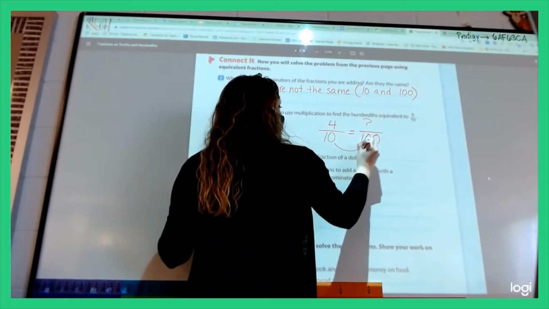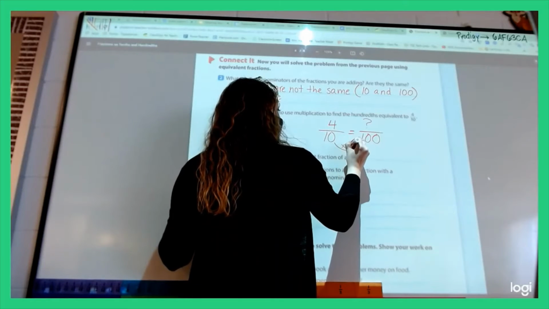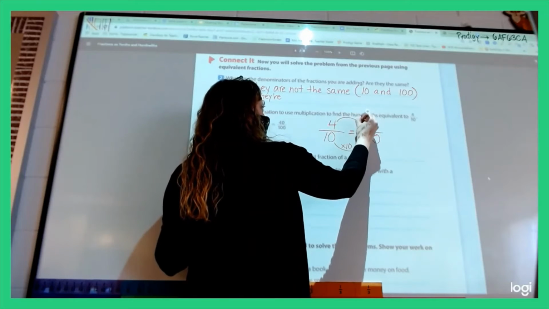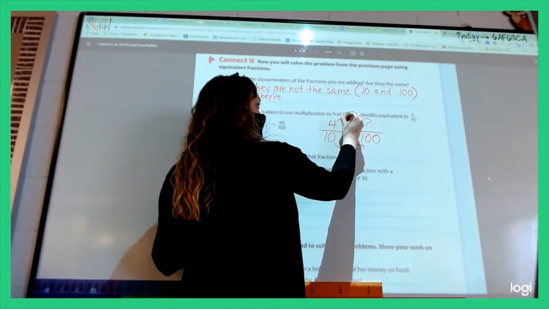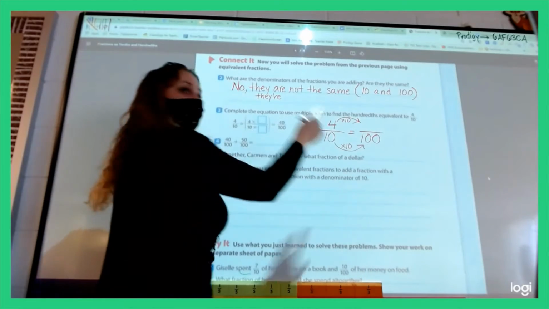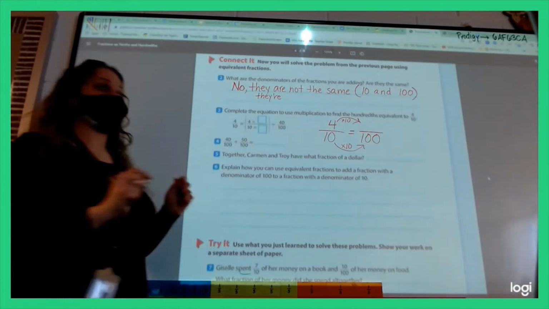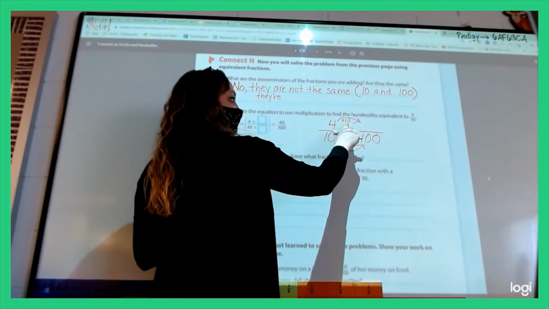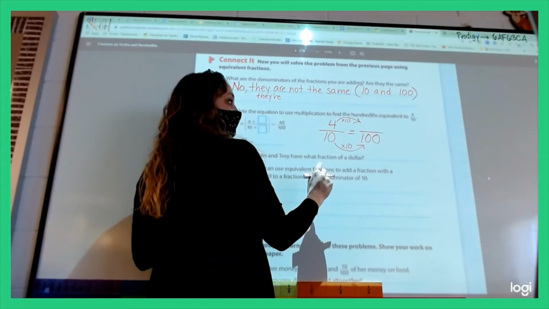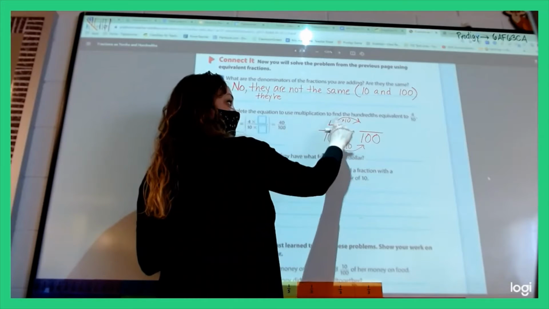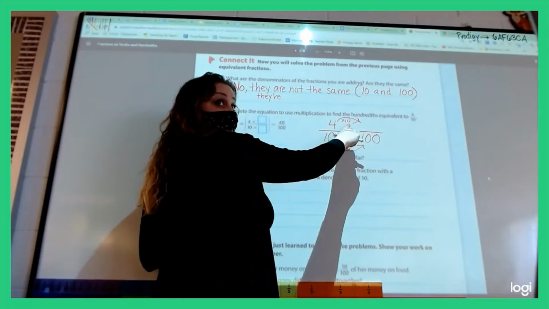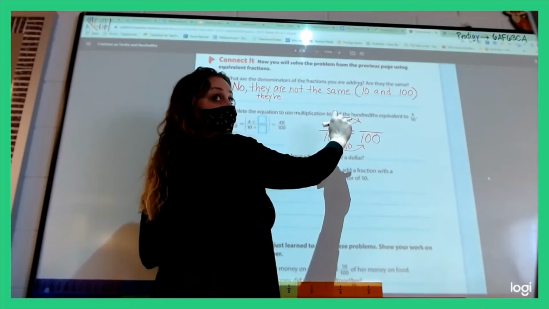That's 40. Okay, remember we always have to figure out what did I do in the bottom to change my 10 to 100, and then what will we do to the top? It has to be the same thing. So what will my question mark here end up being? Abby? We have to multiply this numerator by 10. So if I multiply 4 by 10, what would we get? 40.